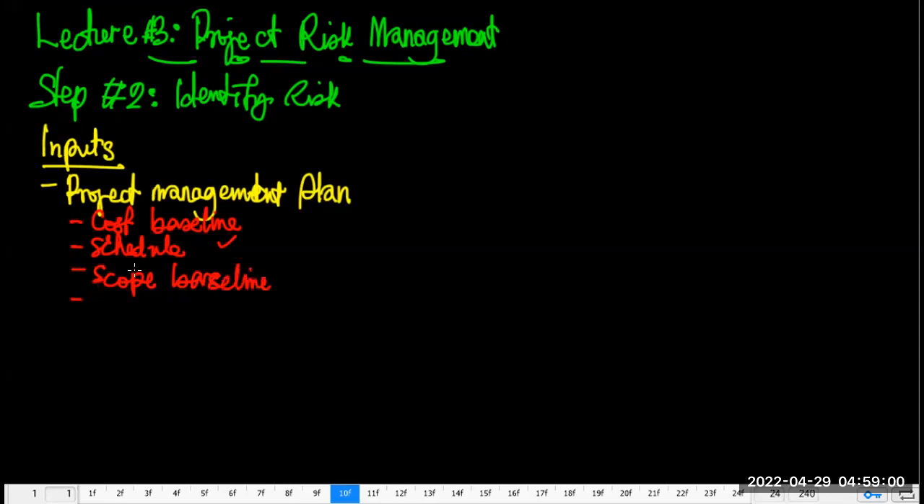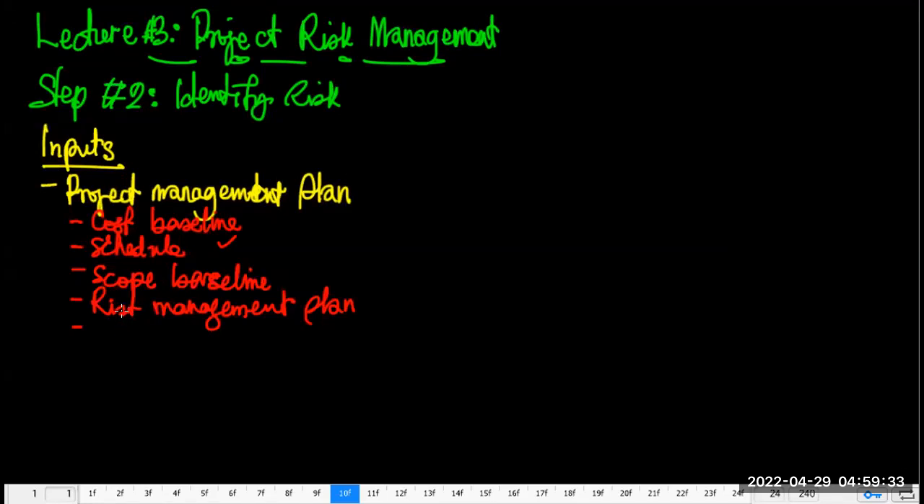Then still under the project management plan, there is the risk management plan. All of this falls under the project management plan. The scope baseline, the schedule baseline, and so on, they're all subsets of the project management plan. So that's why as a heading, you need the project management plan from which you can pick a lot of information, right?